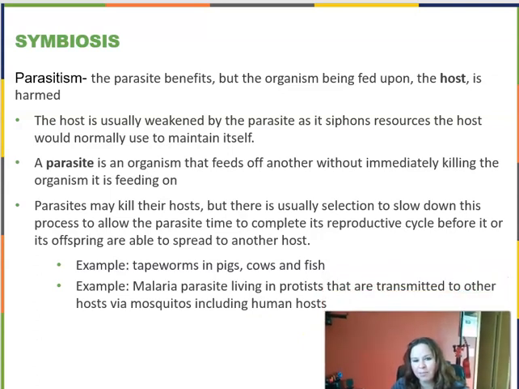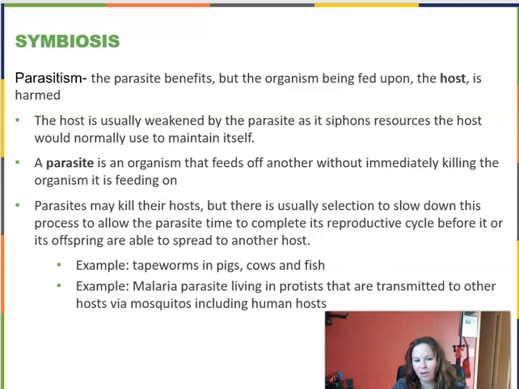Parasitism is also a symbiosis between two different species. However, in this relationship, one organism is harmed while the other is benefited. The one that's harmed is called the host. The one that benefits is called the parasite. And usually the host will get weakened over time by the parasite as it siphons resources off of it. Normally it would need those resources for itself.